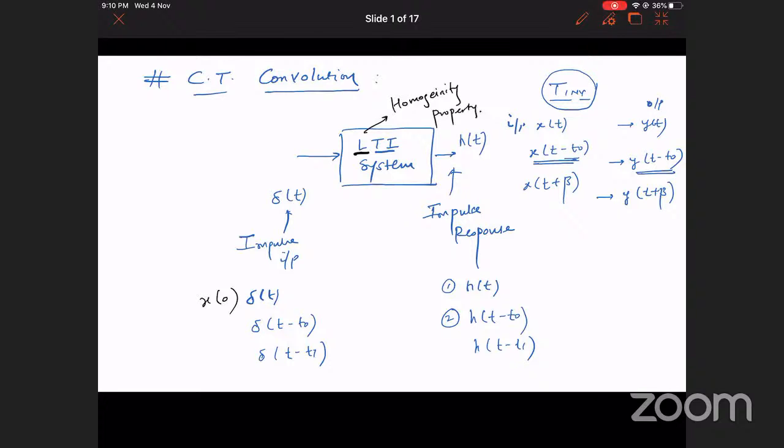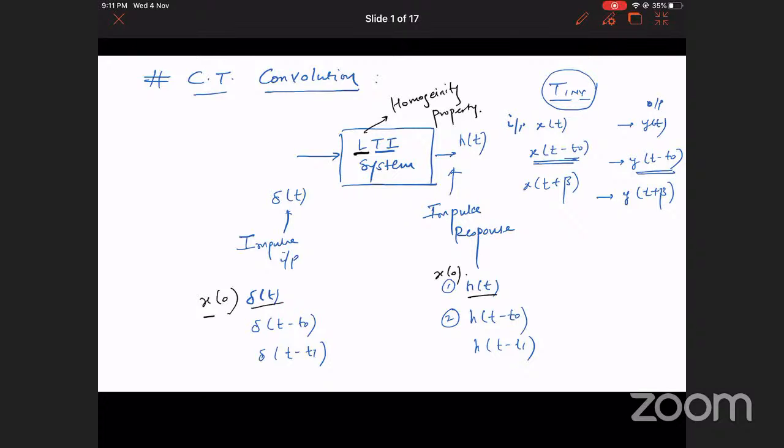The amount by which input is getting multiplied, by the same amount your output also gets multiplied. So for example, if δ(t) was producing h(t), now x(0) multiplied by δ(t) is definitely going to produce what output? It is x(0) times h(t). Yes or no? That is the quantity by which you multiply input, by the same quantity your output also gets multiplied. I hope you are getting my point.